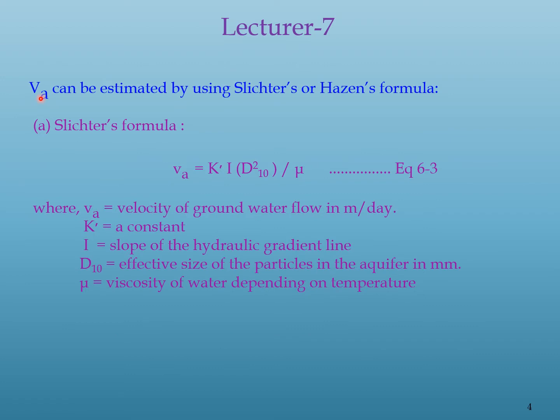Actual flow velocity of groundwater Va can be estimated by using Schlichter's or Hazen's formula. According to Schlichter's formula, actual flow velocity Va equals K prime into I into d square 10 divided by mu, where Va is the flow velocity of groundwater in meter per day, K prime is a constant, I is the slope of the hydraulic gradient line, d10 is the effective size of the particles in the aquifer in millimeter, and mu is the viscosity of water, which depends on temperature.